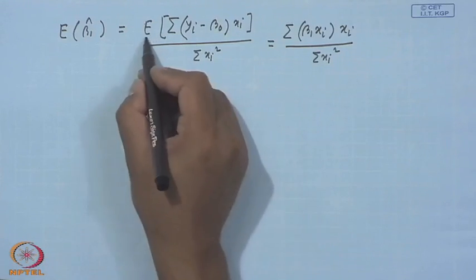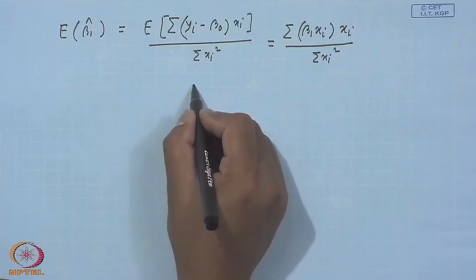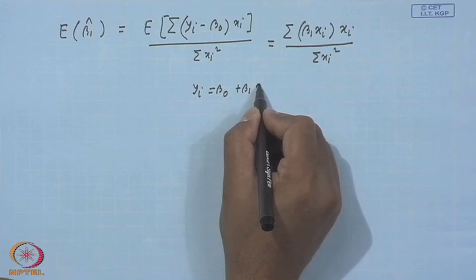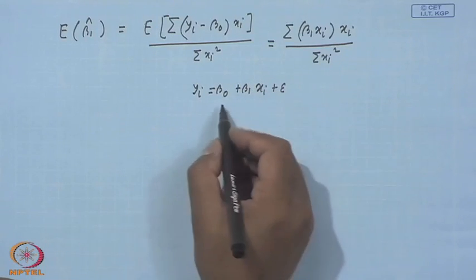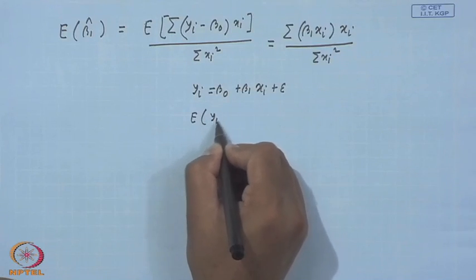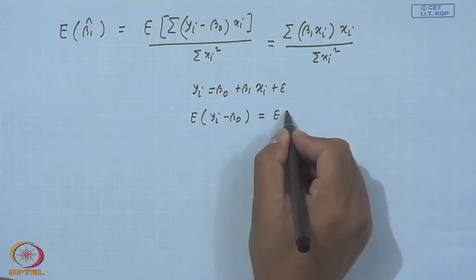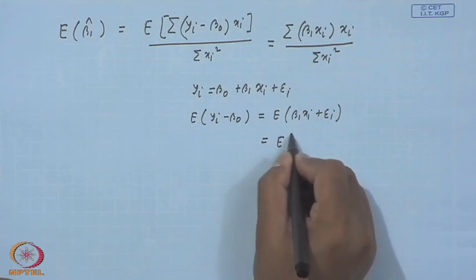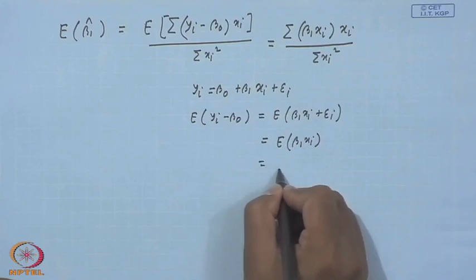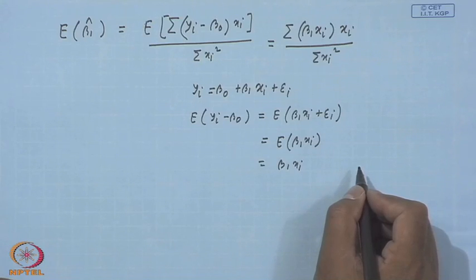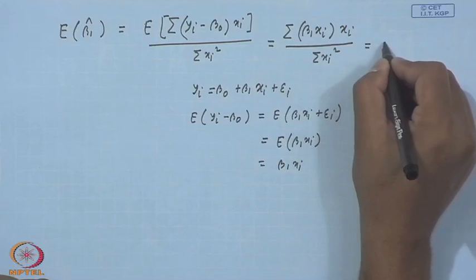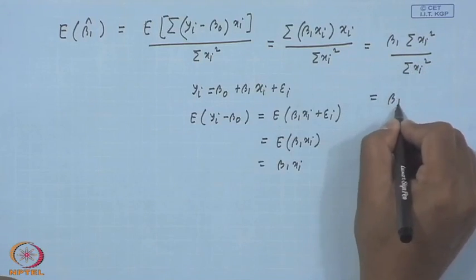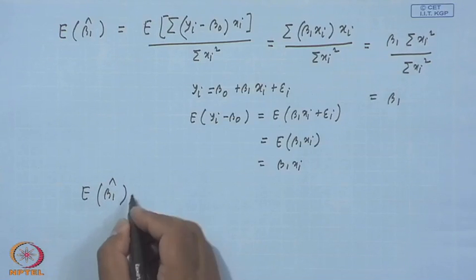Well, let me make it clear. You can bring this expectation inside. So, y_i = beta naught + beta 1 x_i + epsilon_i. So, the expectation of y_i minus beta naught is equal to the expectation of beta 1 x_i plus epsilon_i, and the expectation of epsilon is equal to 0. So, it is the expectation of beta 1 x_i, which is beta 1 x_i. So, this one is beta 1 into summation x_i square by summation x_i square, that is nothing but beta 1. So, what we found is that the expectation of beta 1 hat is equal to beta 1.